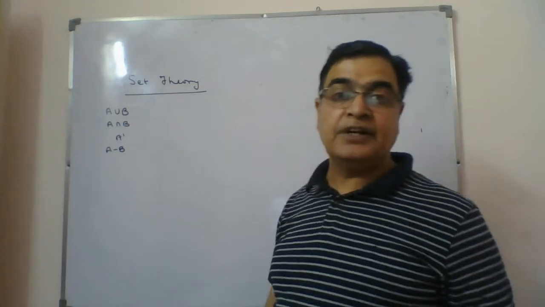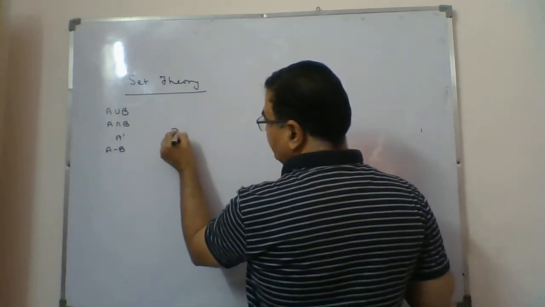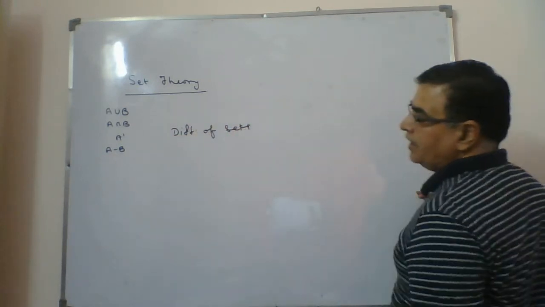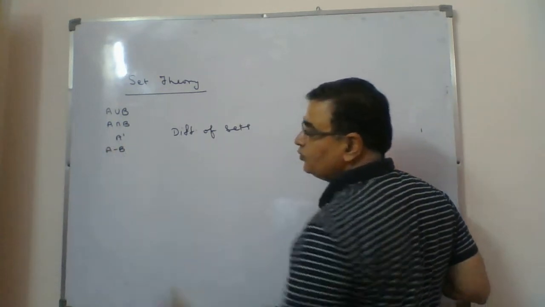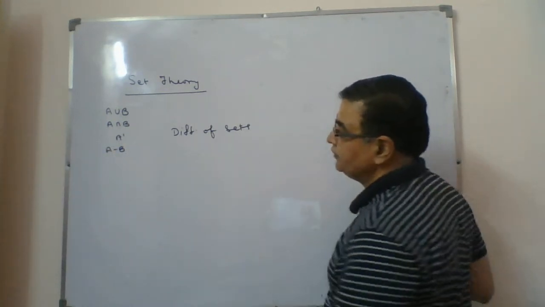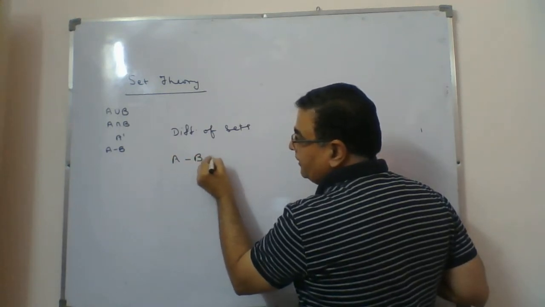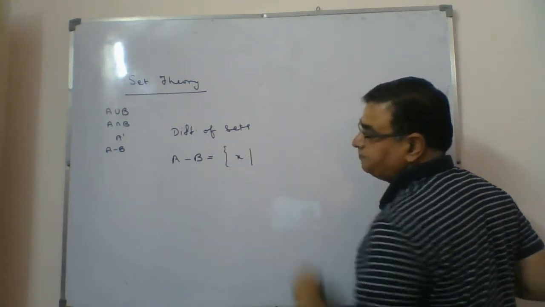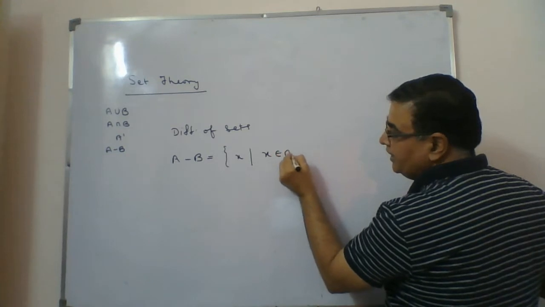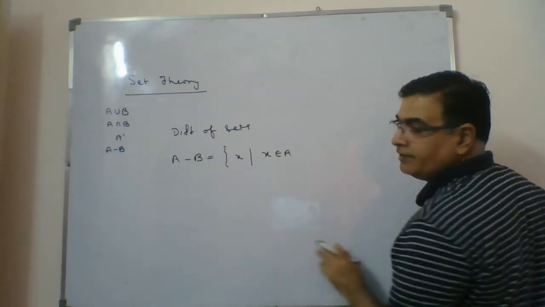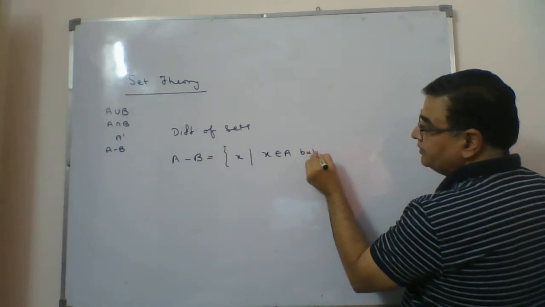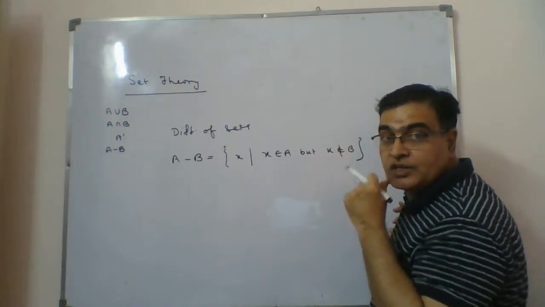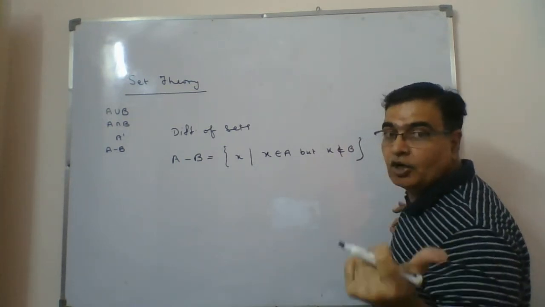Now the fourth operation is the difference of sets. In that case, if A is one set and B is another set, and we want the difference of the two, that difference will be denoted by A minus B. From A, we are subtracting B. What will that be? X, where X should be an element of A, but X should not be an element of B. We are going to collect only those elements which are in A but not in B.